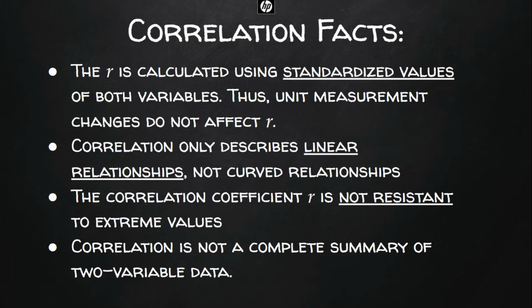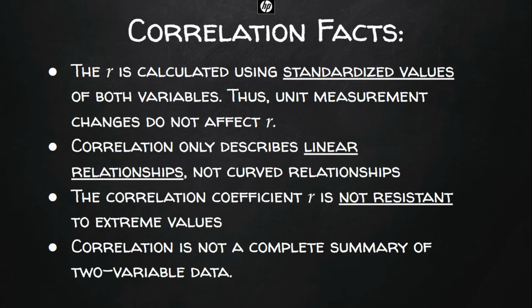Now, a few facts about R is that R is calculated using standardized values for both variables. That's both the explanatory and response variable. And you'll recall from our previous conversations that standardized values do not have a unit of measurement. Thus, unit of measurements do not affect R. If we decided to measure our long jumps in meters or in inches instead of feet, the R value would still be the same.